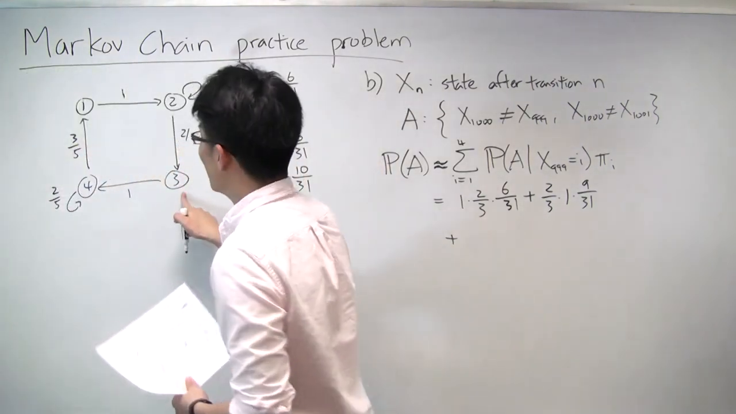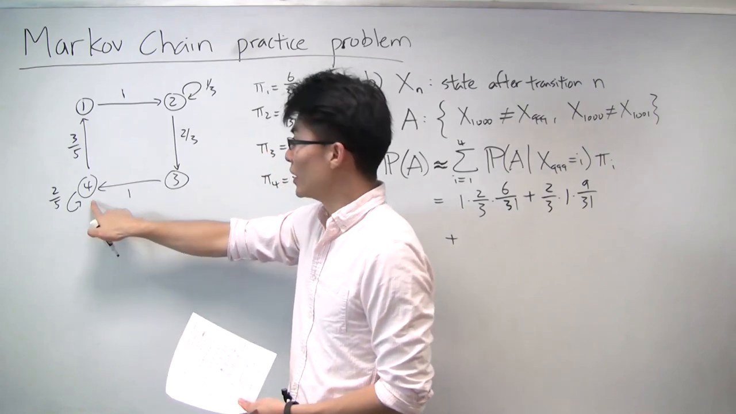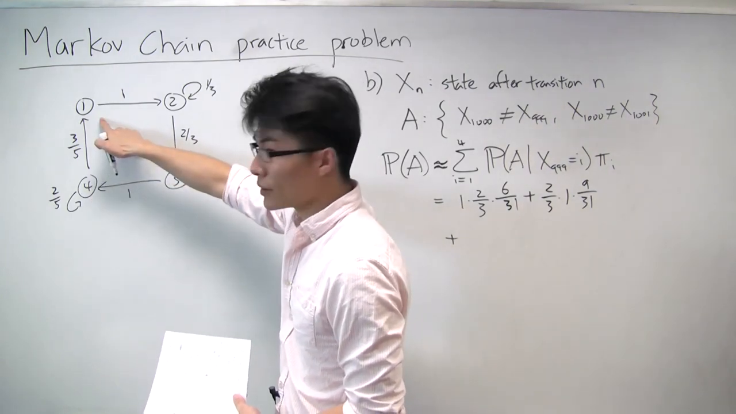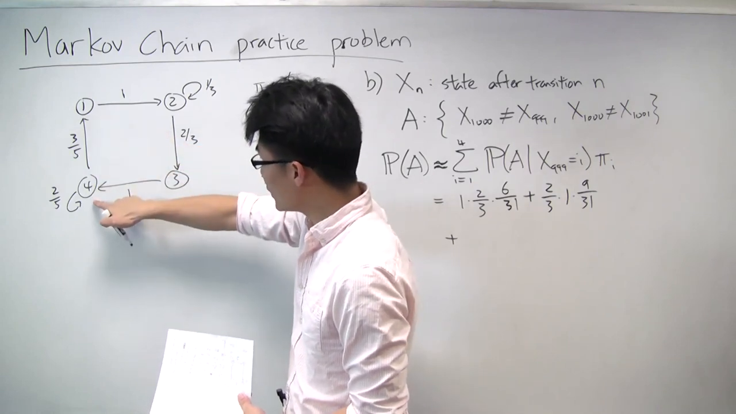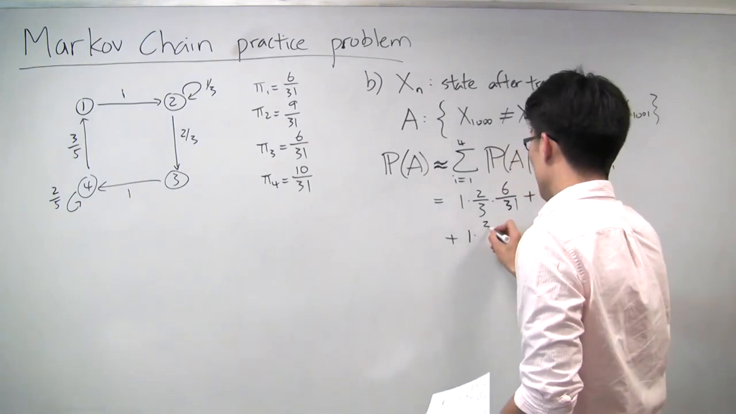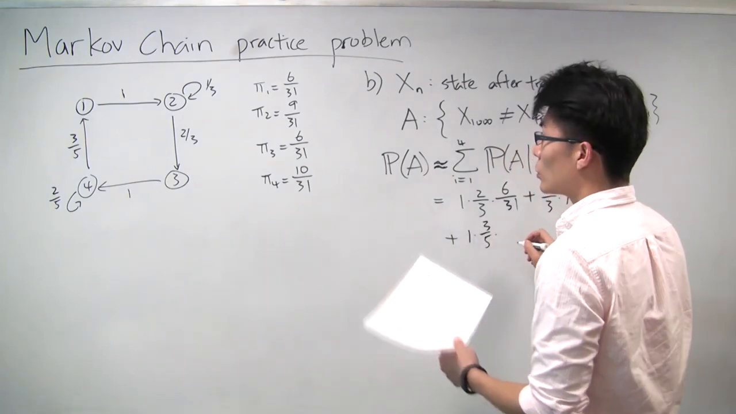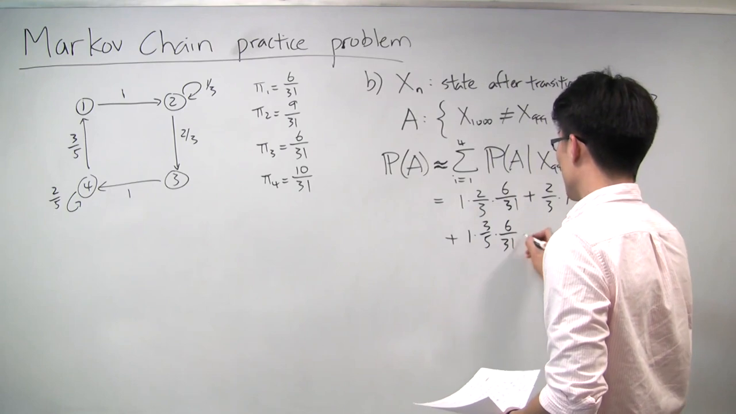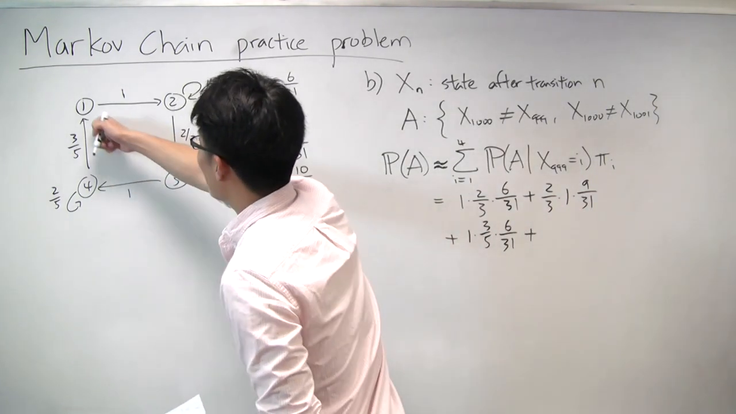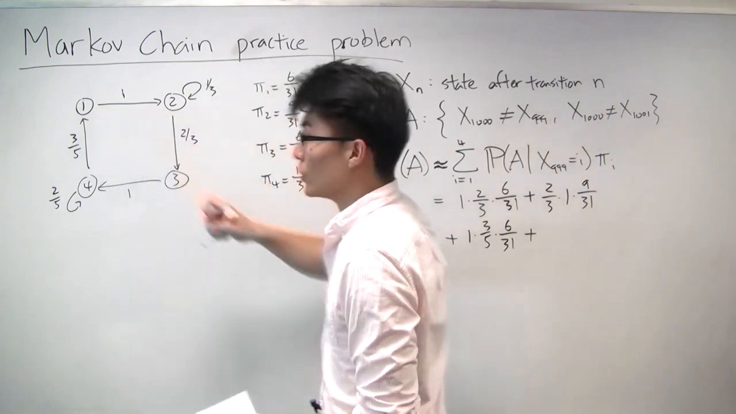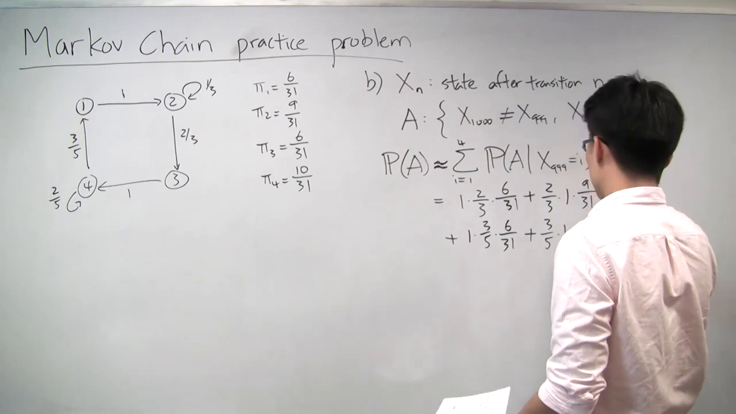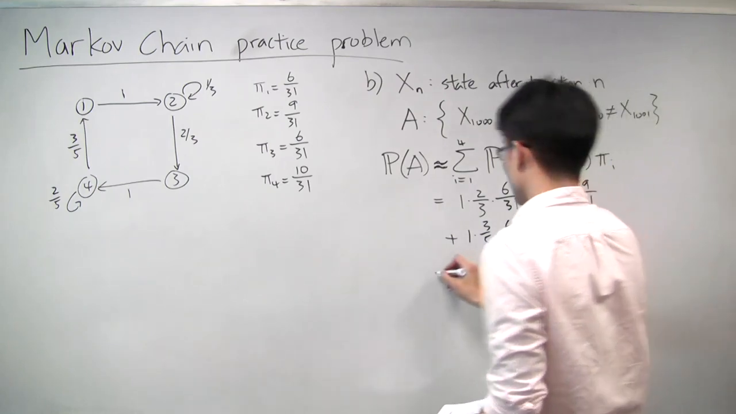Now we'll continue. Let's think about state 3. For state 3, you know for sure that you're going to go to a different state, state 4. And then after that, you want to be at a different state still, which means that you need to transition to state 1. That gives you a 3/5 probability. Then multiply that by pi 3, which is 6/31. The last one: if you're in state 4, you need to go to state 1. And then once you're in state 1, you know that you're going to go to state 2, so that's going to be different. You get 3/5 times 1 times pi 4, which is 10/31.